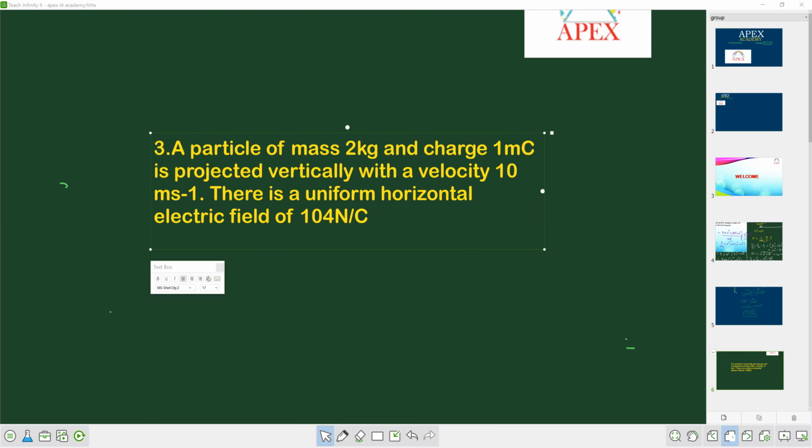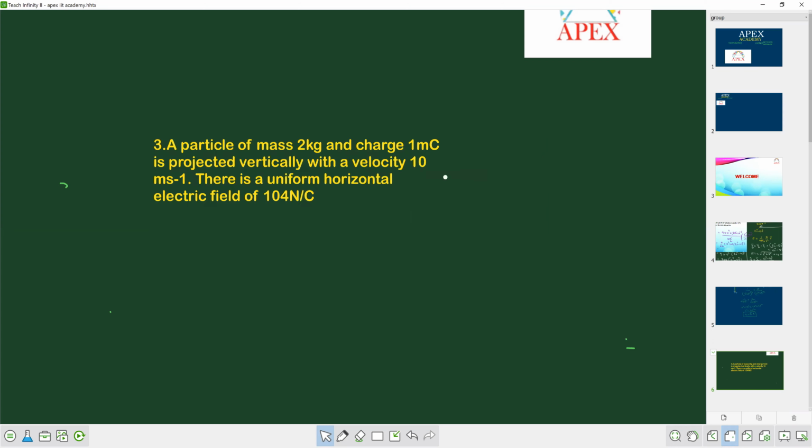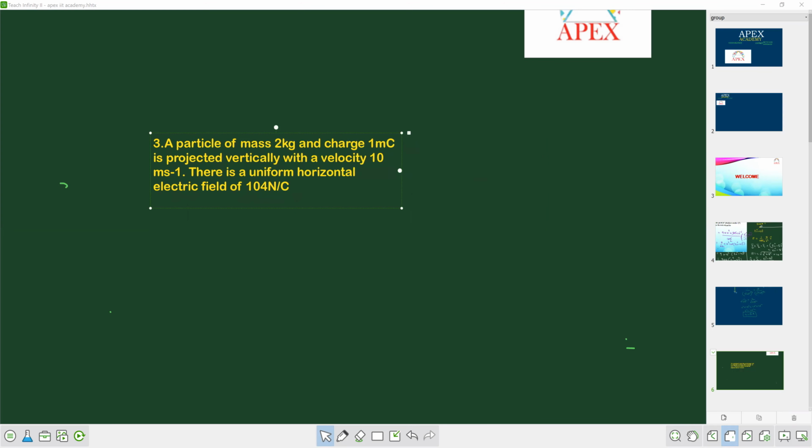A particle of mass 2 kg and charge 1 millicoulomb is projected vertically with a velocity 10 meter per second. There is a uniform horizontal electric field of 10^4 Newton per coulomb. So this is the information given in the question, and we have to find out here the horizontal range of the particle and also the time of flight of the particle. Okay, now see.